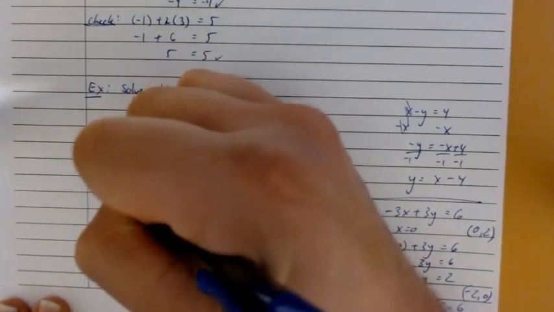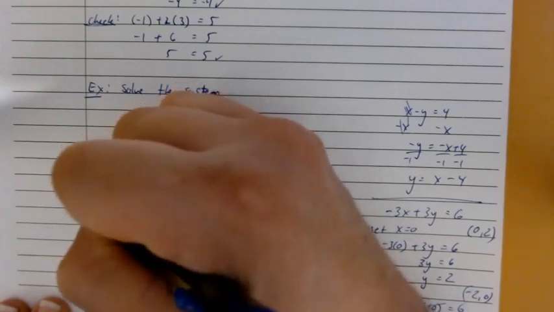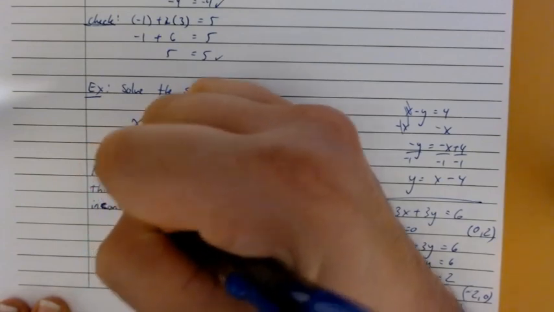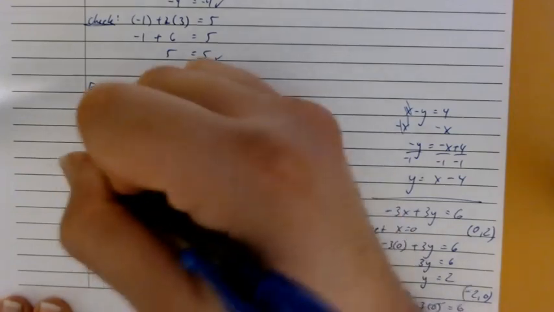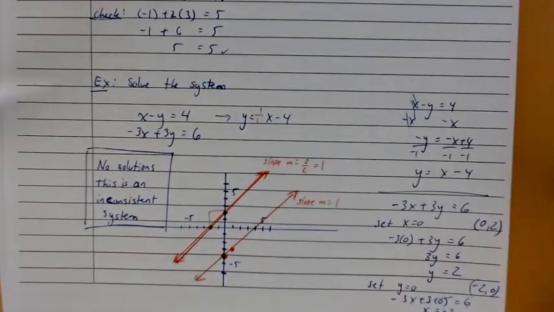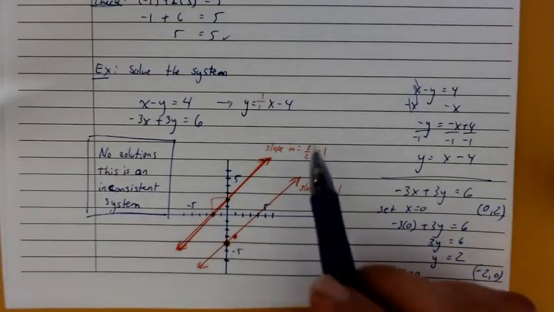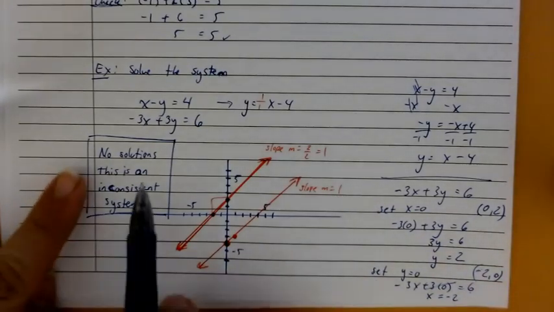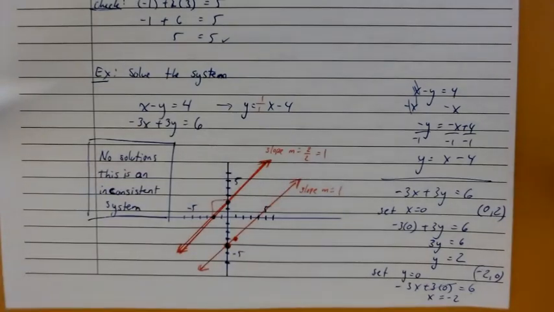This is an inconsistent, oops, that should be all one word, inconsistent system. And there we go. So if ever you have two parallel lines, meaning two lines that have the exact same slope, that means your graphs will never cross. And this inconsistent system means there are no solutions.